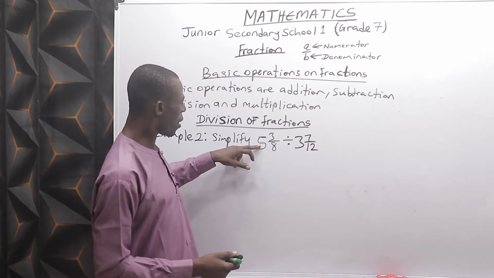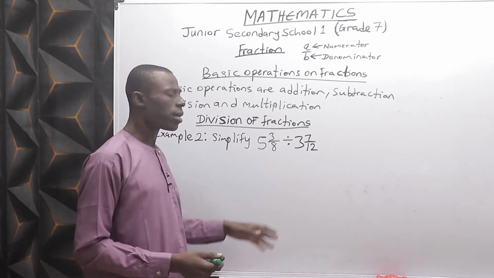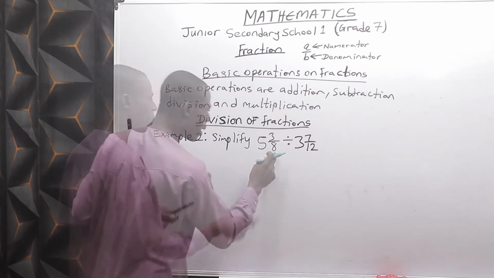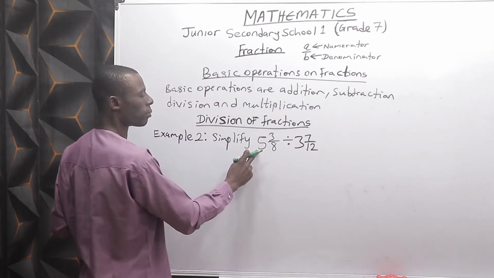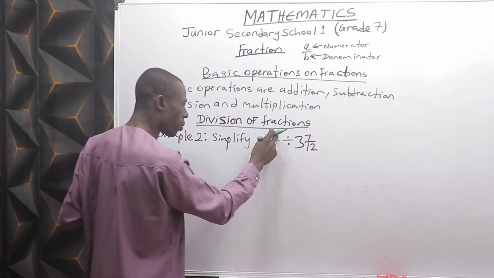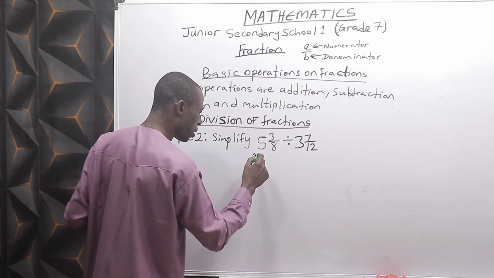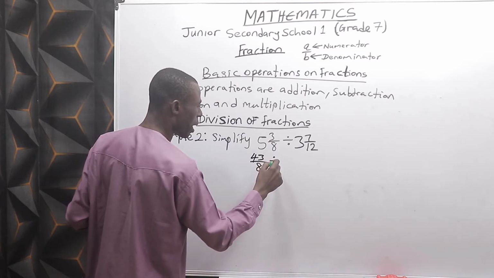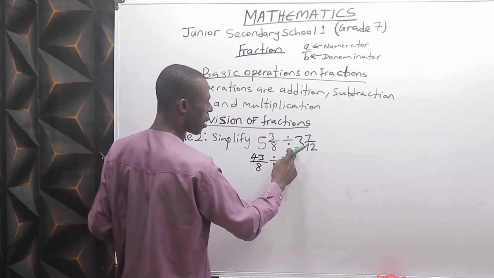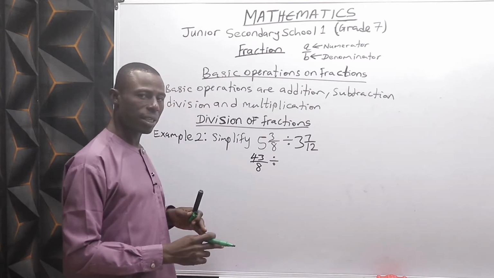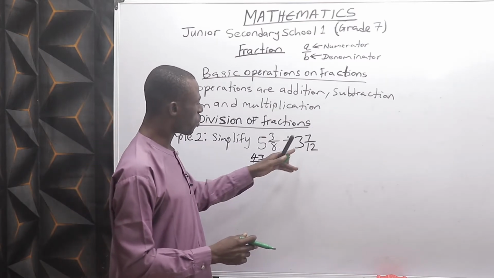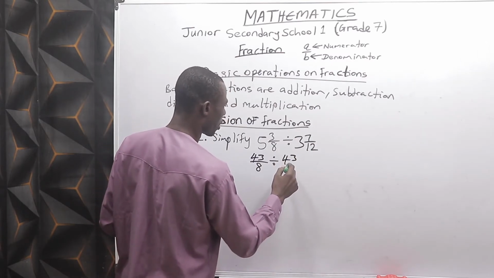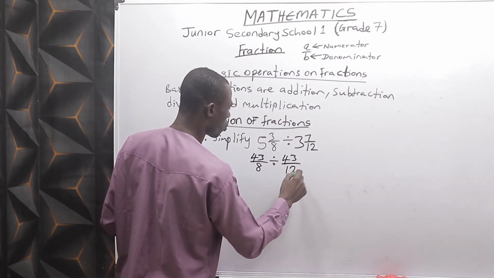Example 2. Simplify 5 whole number 3 over 8 divided by 3 whole number 7 over 12. 8 times 5, that gives 40. 40 plus 3, that's 43 over 8, divided by, 12 times 3, that's 36. 36 plus 7, that is 43 over 12.